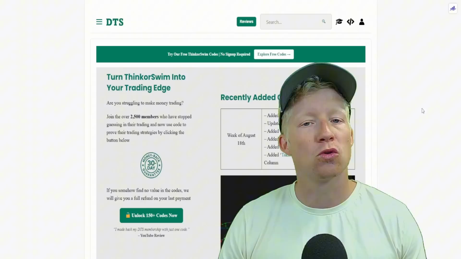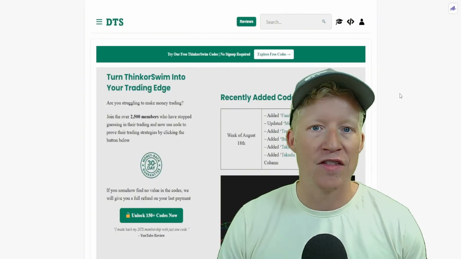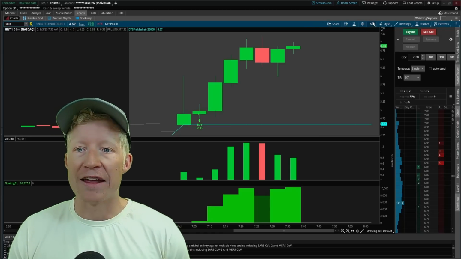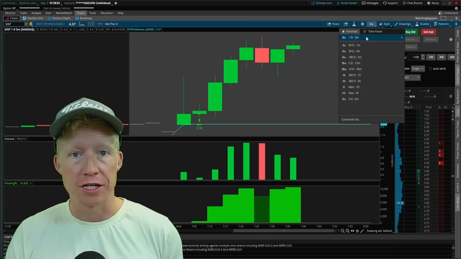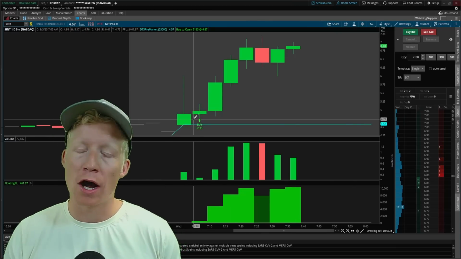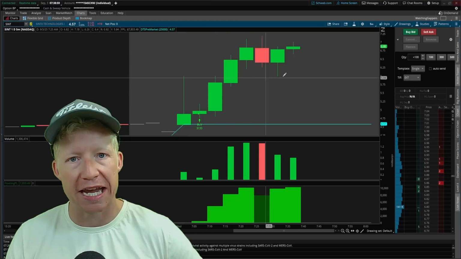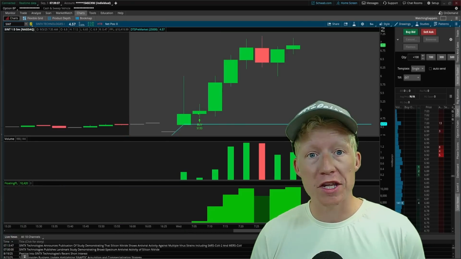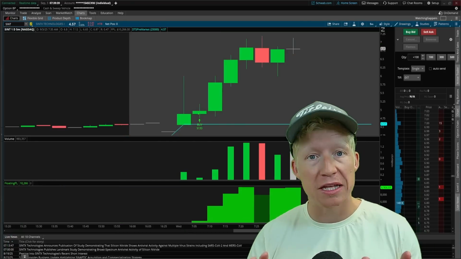For now, let's go talk about the rules of that extended hours trading strategy. Firstly, we are looking at a 5-minute chart. That is the time frame that I trade this strategy on, of course, meaning that each one of these candles represents 5 minutes of time. Now, the entrance condition for this strategy is extremely simple.